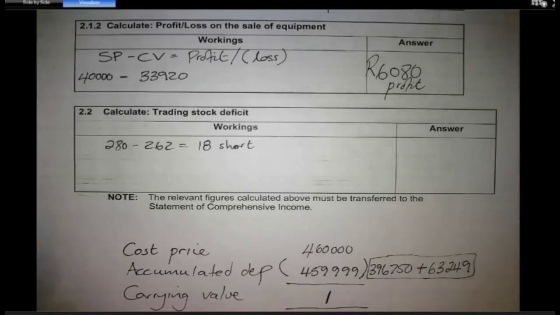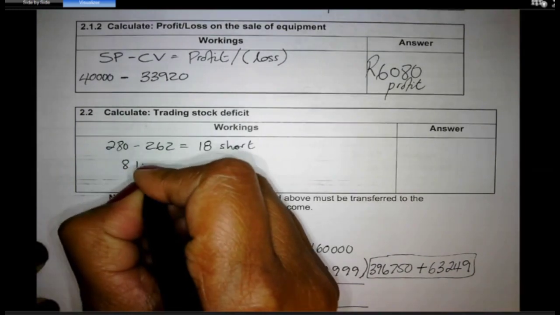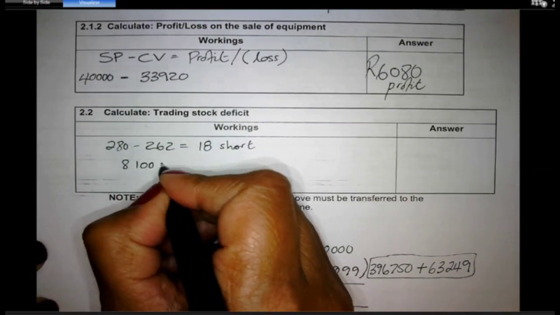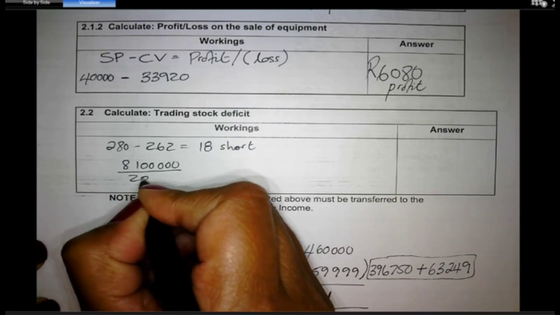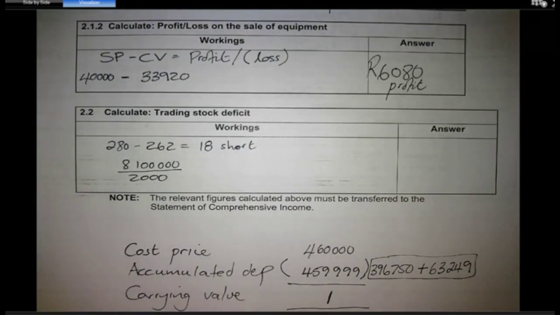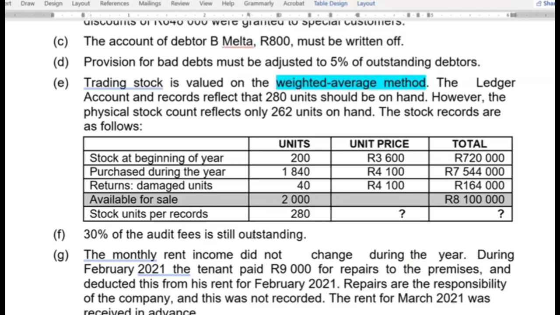And it's given to you for convenience to be able to work the information out very, very quickly. So I'm going to take my rand value of my units available, and I'm going to divide it by the number of units that I had available. So let me just show you quickly. Can you see, to work out units available, it is opening stock plus purchases minus returns, okay? They didn't put the returns in brackets, but 200 plus 1840 gives you 2040 minus 40 gives you 2000.